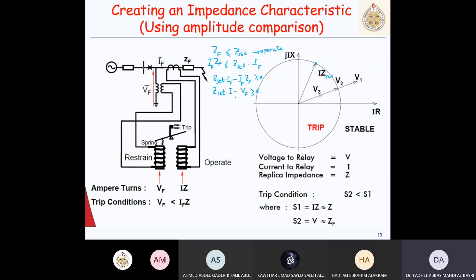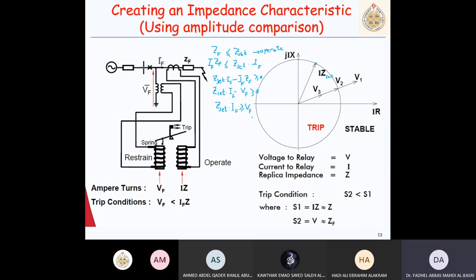Or not, and also I can say this is one Z setting. Instead of dividing, we can take the difference between these two signals. If they are higher than 0, then the relay operates. This is the principle. So it's like a comparison rather than dividing voltage by current. So this is another way: I fault times R greater or equal to VF.